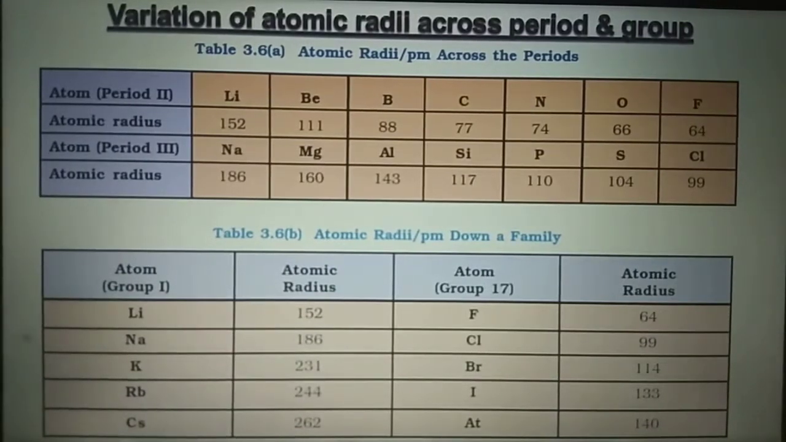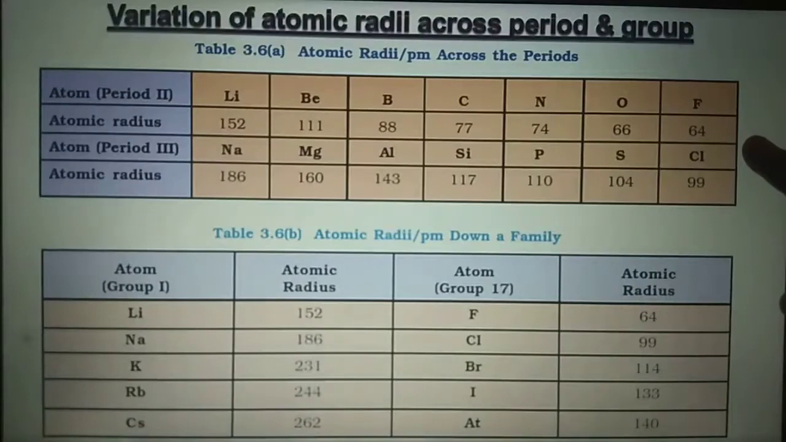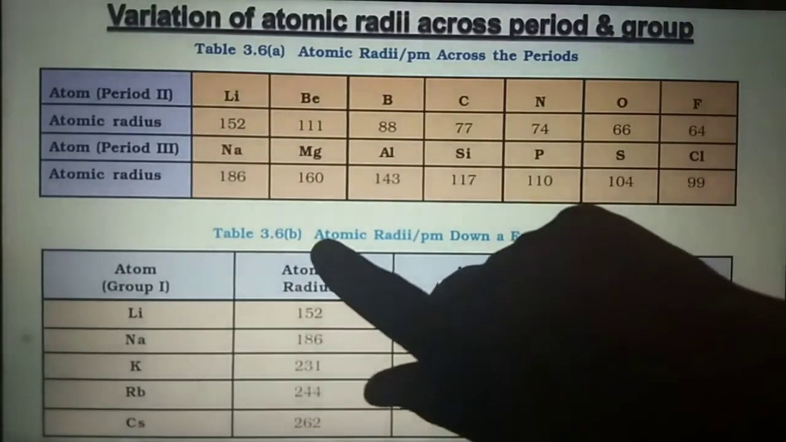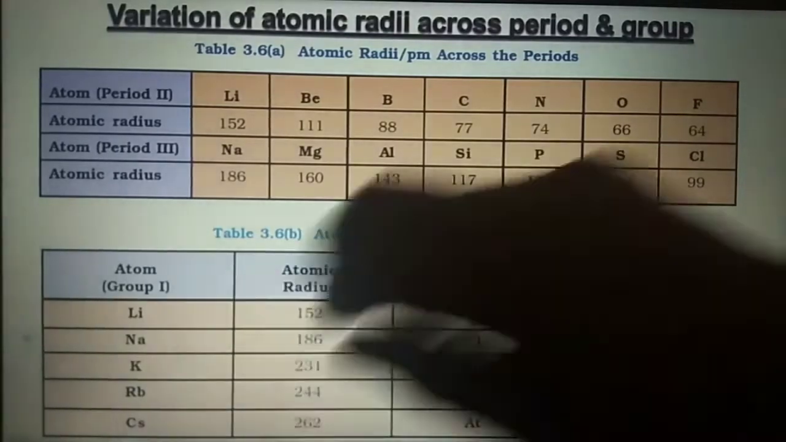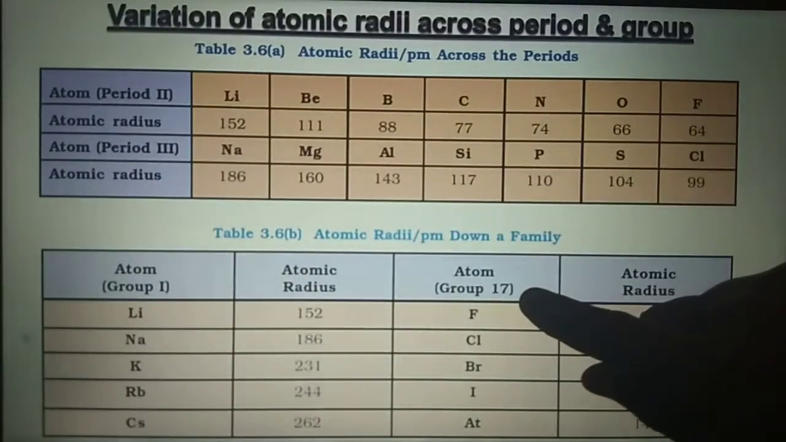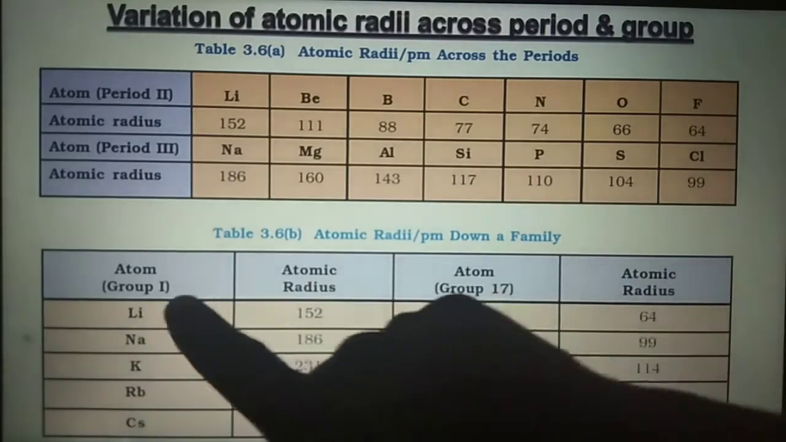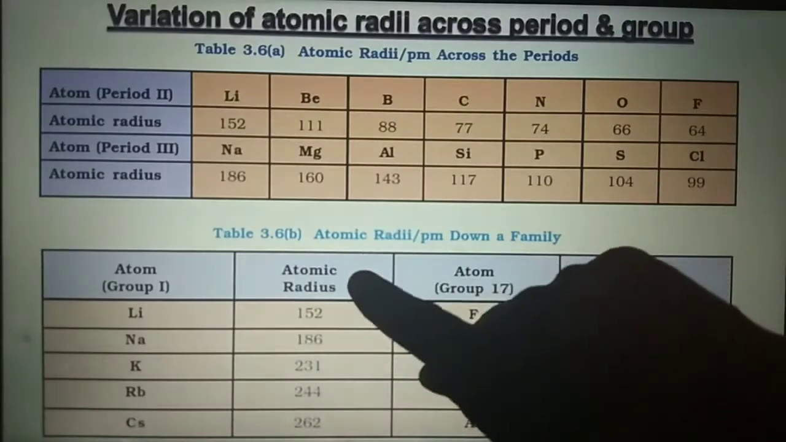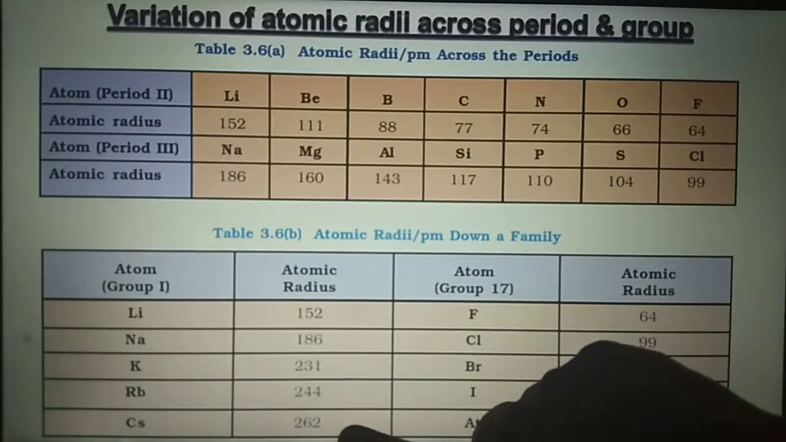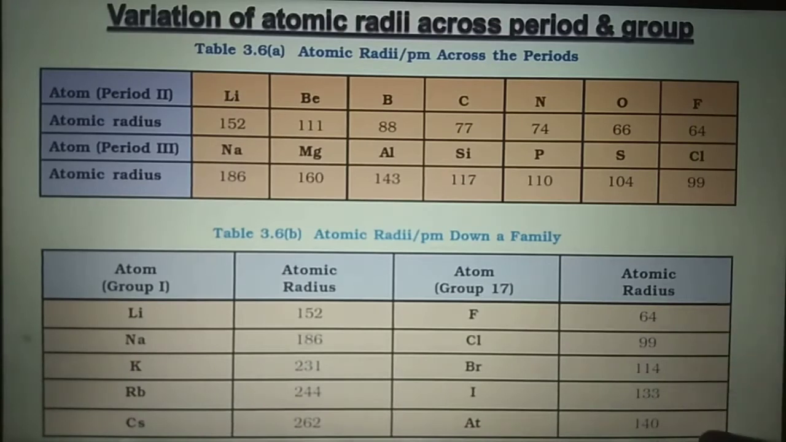So the conclusion is that along the period the atomic size will decrease, and in table 3.6b we observe that in group 1 and in the second last group, group 17, as we move down the group, the atomic size increases. Similarly for group 17, the atomic size increases.